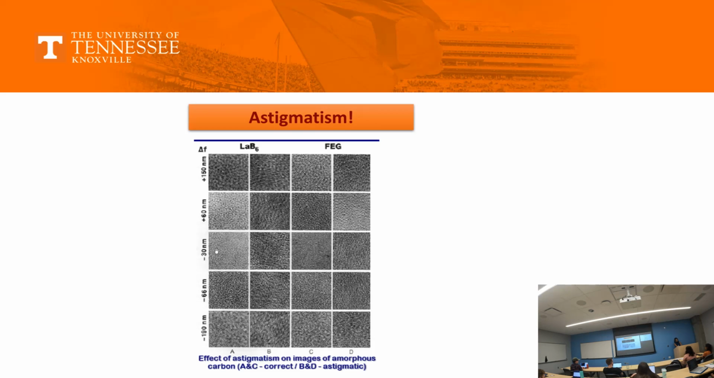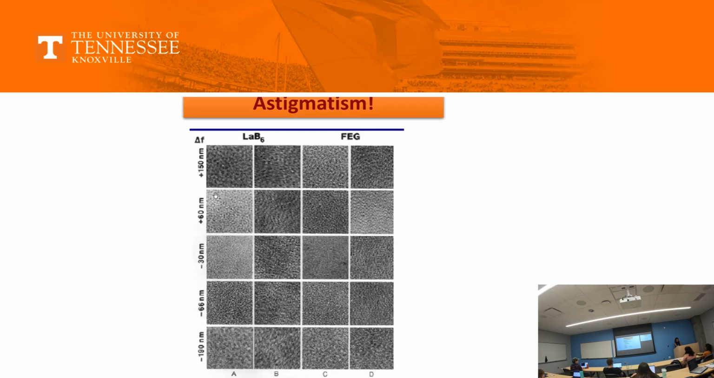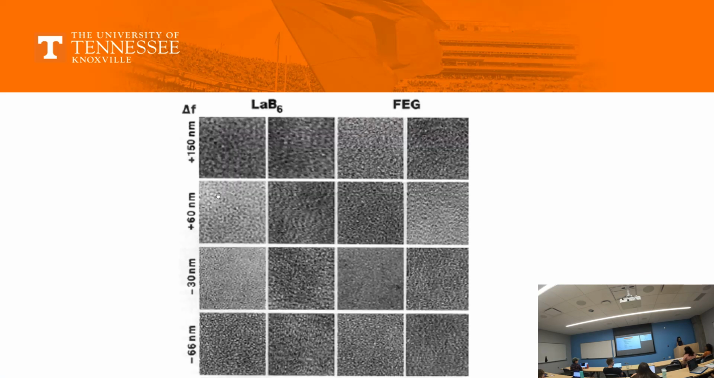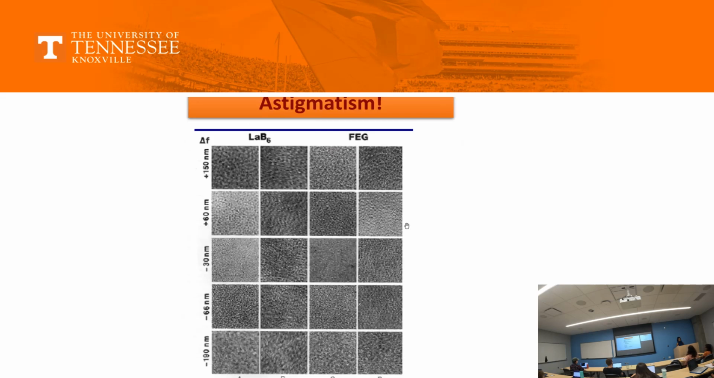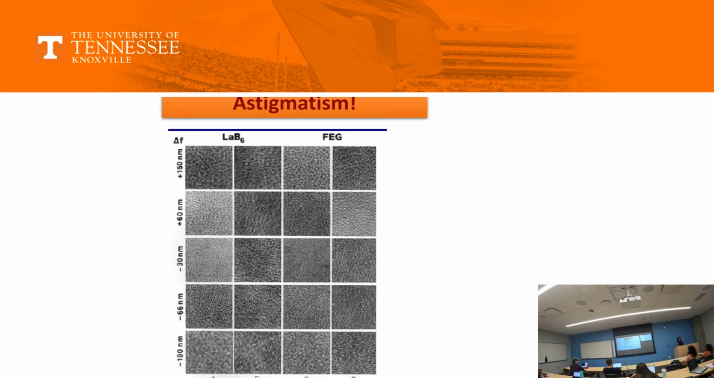You just play with the image, and till the time you see that your minimum resolution, or minimum features, are not stretched out in one direction or the other, and it's perfect, that is what you call good. You have cleaned up the astigmatism. Right.